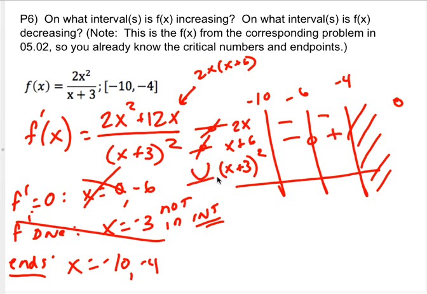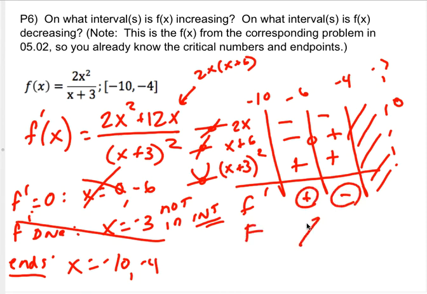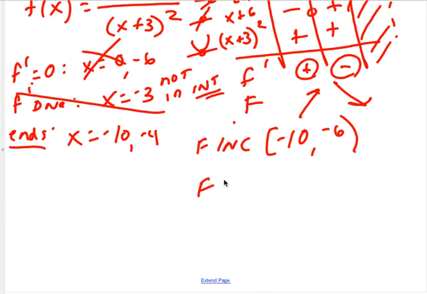X plus 3 quantity squared is essentially a parabola with its 0 at -3. Again, -3 is all the way over here, right? But this thing is positive everywhere other than -3, so it's going to net positive, which means that my f prime is going to be positive and then negative, which means my f is increasing and then decreasing. So my answer is f is increasing from bracket -10 to -6 with parentheses, and f is decreasing from -6 with a parenthesis to -4 with a bracket, right?